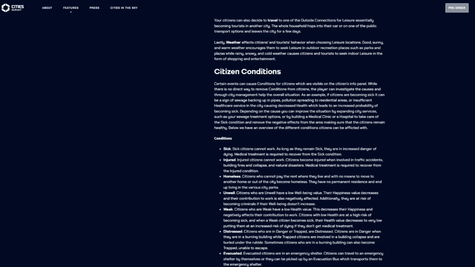And these conditions are sick, which means they cannot work, and as long as they remain sick, they're at increased danger of dying. Medical treatment is required to recover from a sick condition. Next, we have injured, which means they also cannot work. They become injured when involved in traffic accidents, building fires that collapse, and natural disasters. Medical treatment is required to recover from this condition as well.